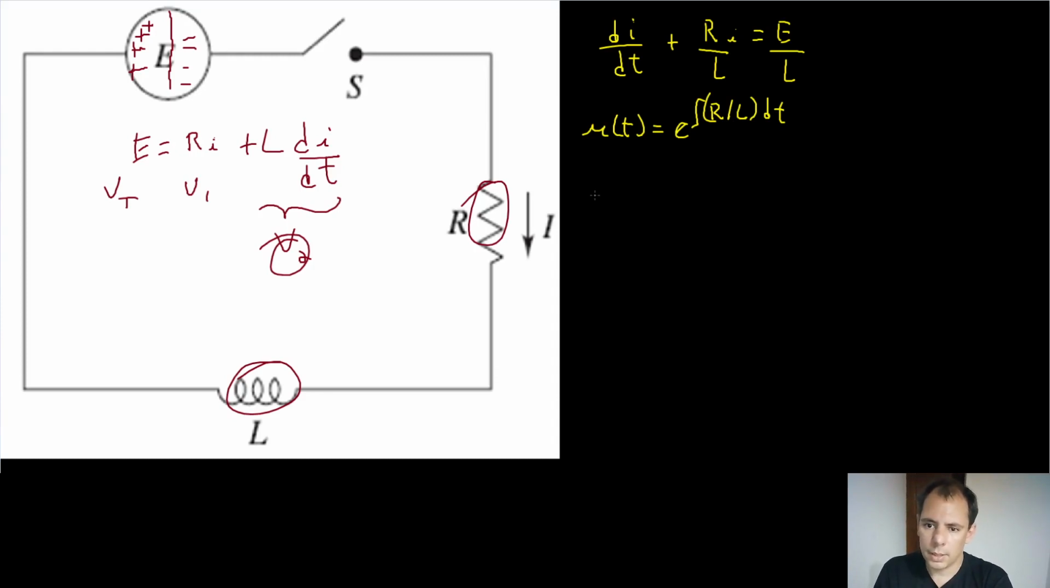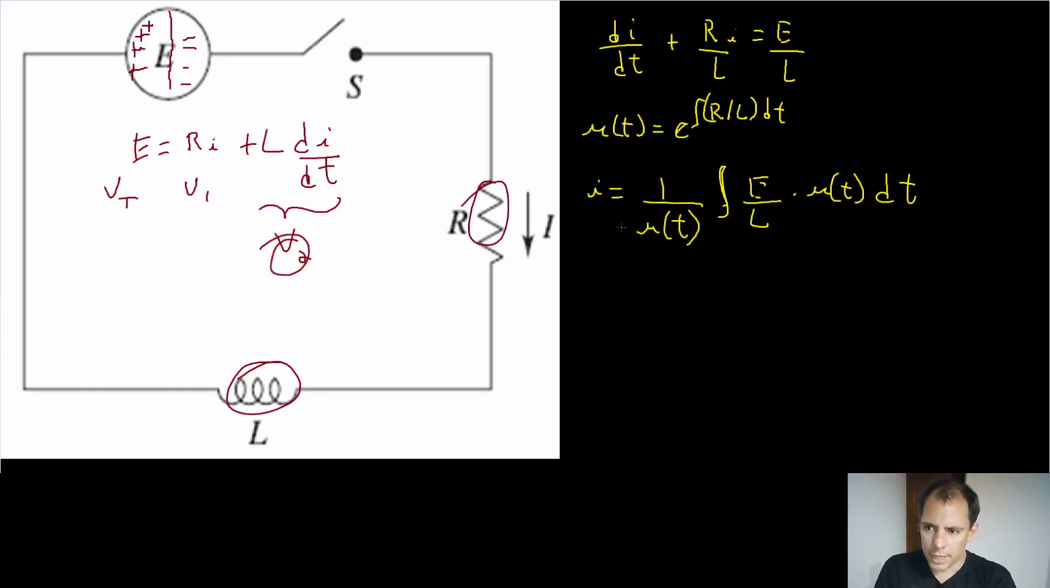And then you say that I, the current as a function of time, is going to be 1 divided by u of t. It's that same scheme. The integral of Q of t, which is going to be E divided by L times u of t, times u of t here, dt. That's the thing. All right.